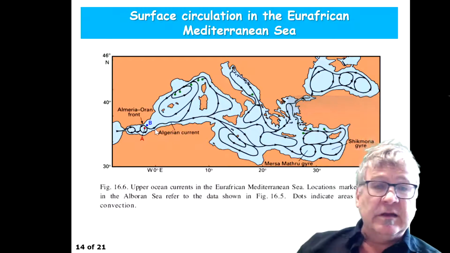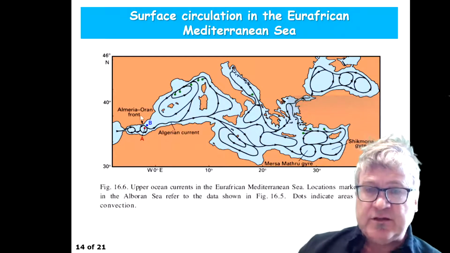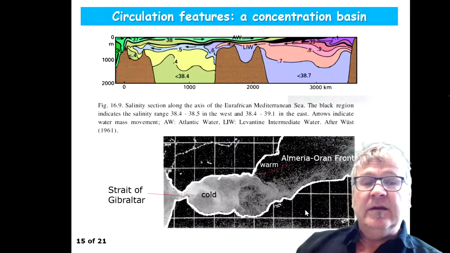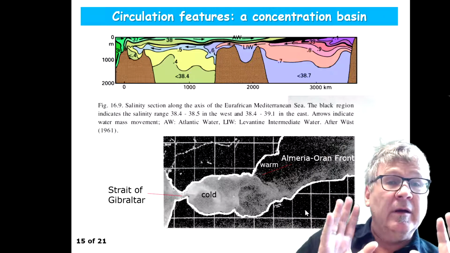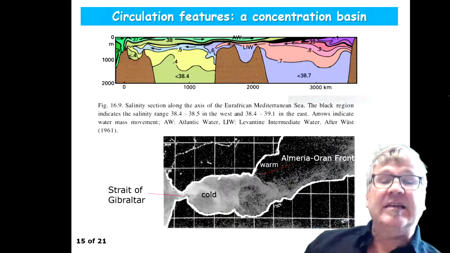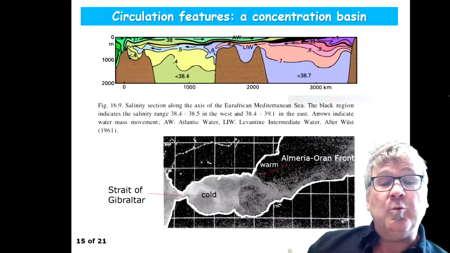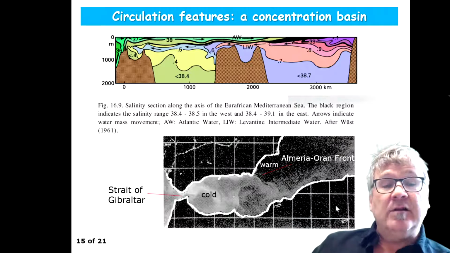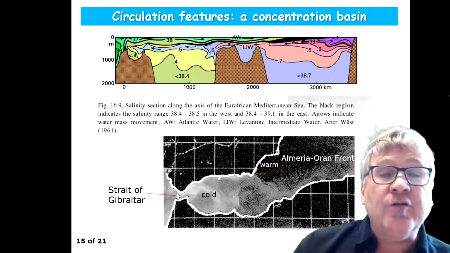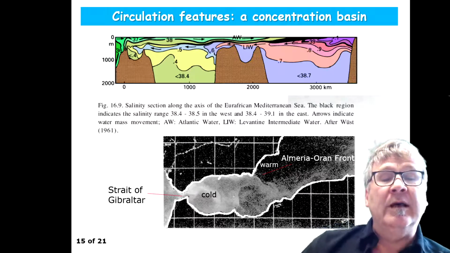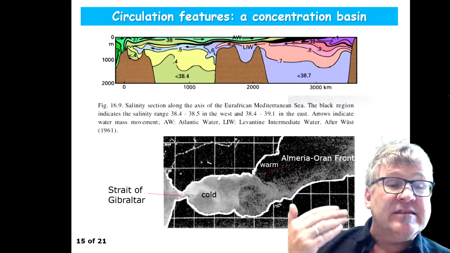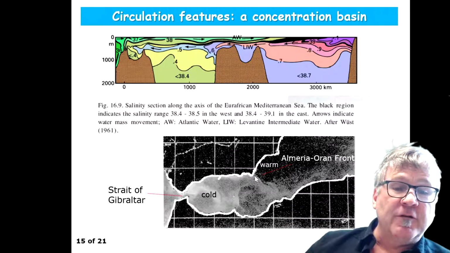All right, let's have a look at some of these features. Just jumping to the next. Let's have a look at the bottom figure first. The bottom figure shows you a very old satellite image, and we are at the Strait of Gibraltar. White refers to cold water and black to warm water. And here you can see the front, the Almeria-Oran front.